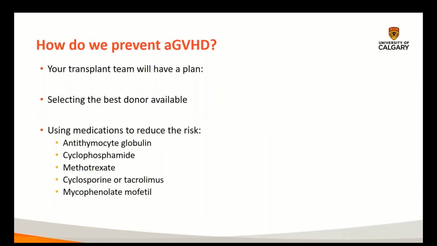The good news is we can do our best to prevent acute graft versus host disease. So your transplant team will have a plan. This starts with, if we have the option, selecting the best donor available. And this varies. Unfortunately, not everybody has a great donor search and multiple options, but if there is the luxury of selecting from among multiple donors, we're often trying to select the donor that will lead to the best outcome, and that includes the lowest risk of graft versus host disease. We also use medications to reduce the risk, and these are the most important part of preventing graft versus host disease. Any number of these medications listed on the slide here might be used, and often a combination of them is used.